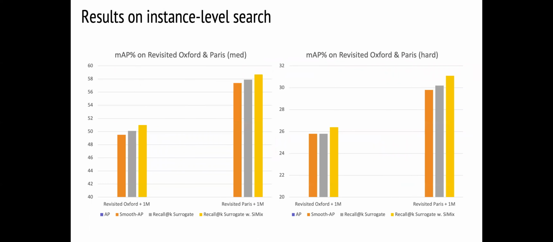We additionally show results on instance-level search, where our approach is consistently better than methods that use approximated average precision as the loss. Our implementation can be publicly found on GitHub.